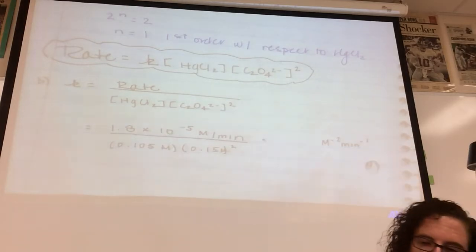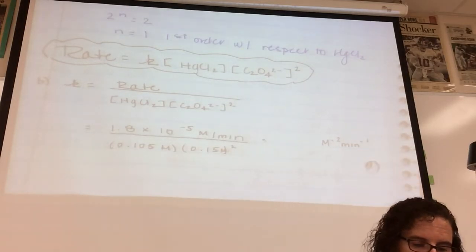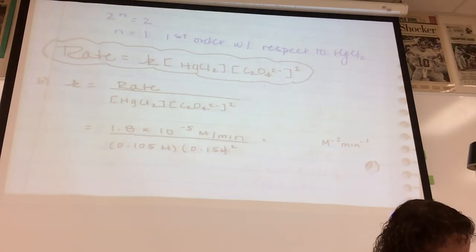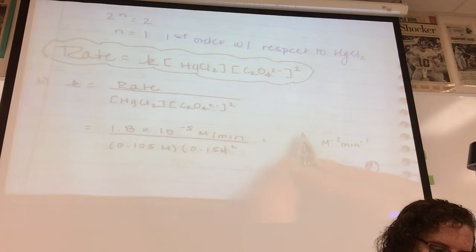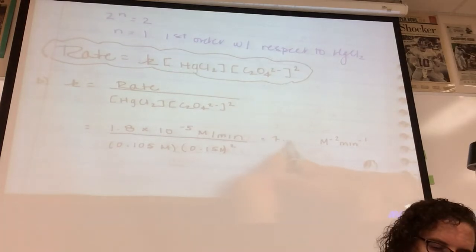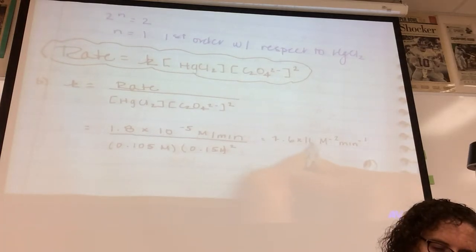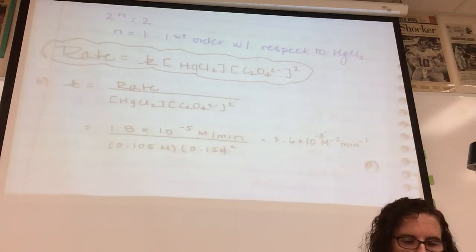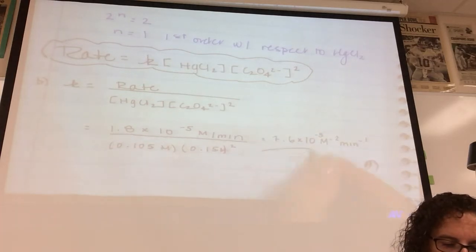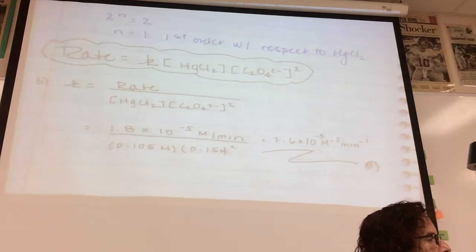If you can't remember how to do units of k, you can get them from your problem here. But it's nice to be able to know how to do it. It's a good shortcut. It also makes sure you set things up properly. And that's going to be 7.6 times 10 to the -3 molar to the -2 minutes to the -1. And again, not challenging.